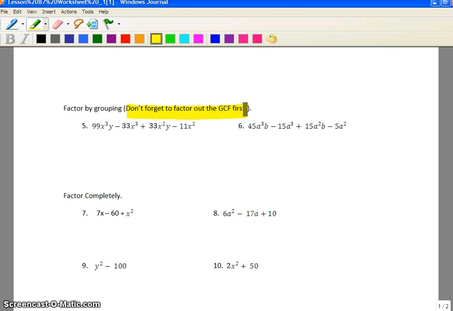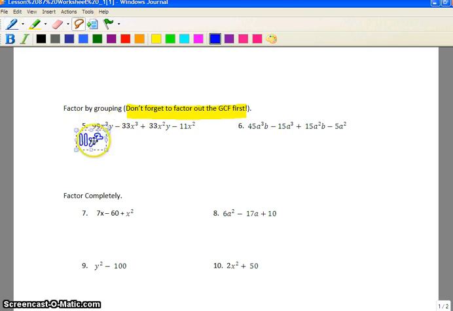So we're going to look at number 5. And number 5, I have 4 terms here. And before I begin grouping, I need to ask myself, is there something I can take out of all 4 terms? And the answer is yes. I can take out an 11 from all those numbers, and I can also take out an x squared for all those variables. So that's what I'm going to do first. Before I start grouping or anything, you must always take out that greatest common factor first. So here I can take out a positive 11x squared.